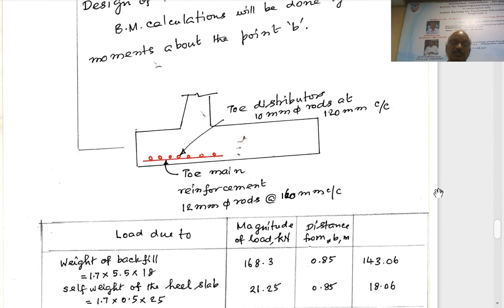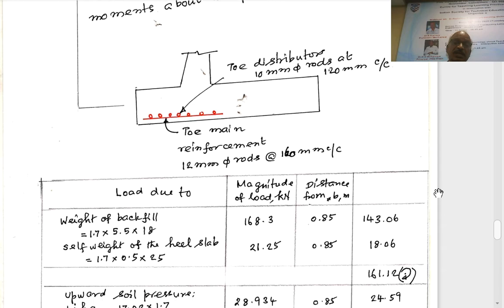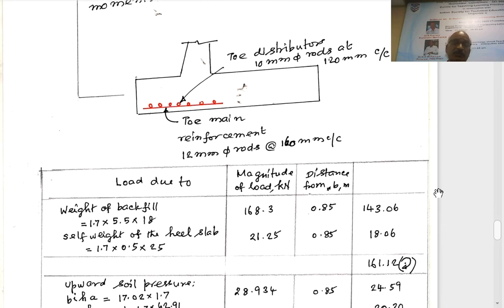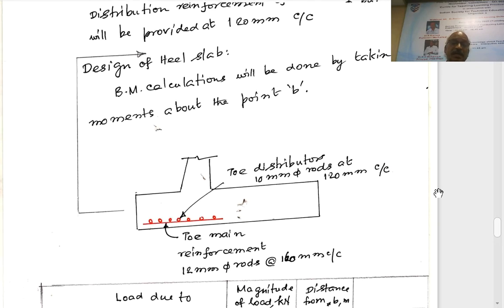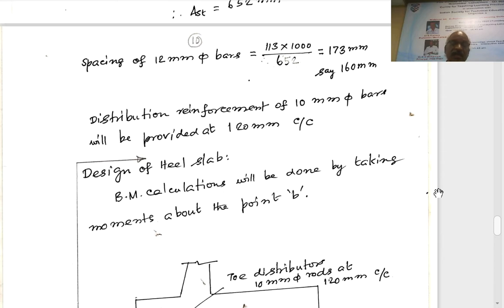So this is the reinforcement detail. For the toe slab, we know the reinforcement is in the horizontal direction at the bottom. At the bottom, what is shown as a line is the toe slab main reinforcement. What is shown as dots is the toe slab distribution bars. We will discuss the individual components so that when we assemble everything, you get the drawing for the final structure. So this is about the toe slab. Now coming next is the heel slab.